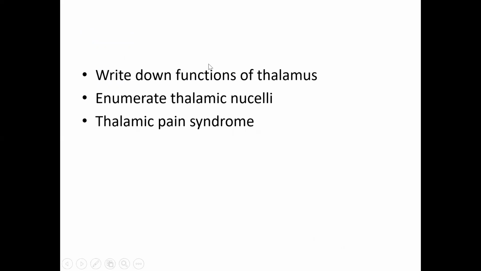Okay. So in the next lecture, we are going to see another part of the brain, the basal ganglia, which is most important for the maintenance of muscle tone and posture. So just read through the thalamus, and if you have any doubt, you can ask me. Thank you.